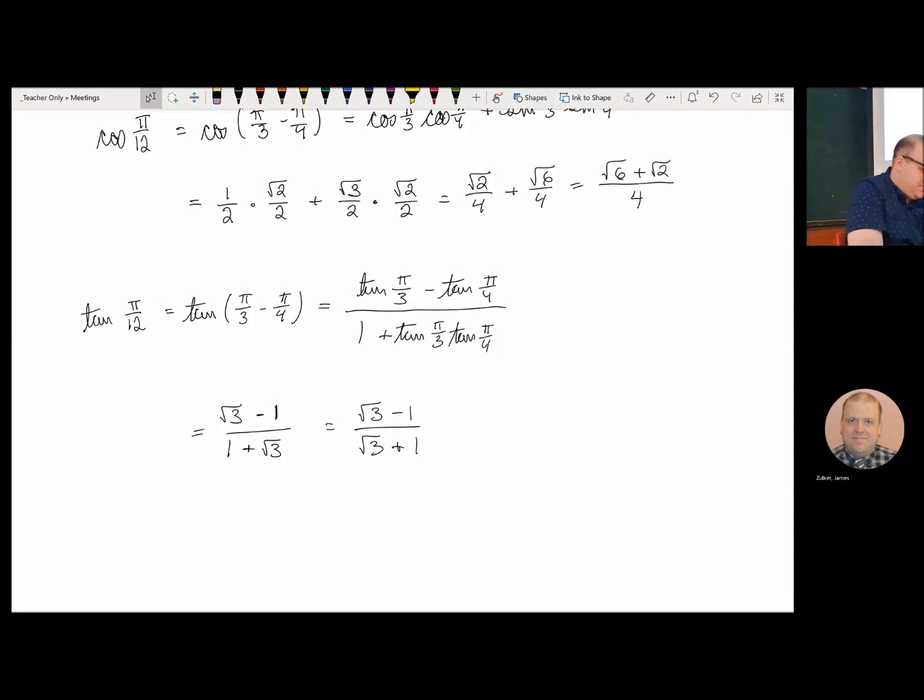Root 6 minus root 2 over root 6 plus root 2. I guess you have to rationalize. No, just factor out a root 3 or a root 2 from the numerator and denominator and cancel out. Yes, so you get the exact same thing. Yeah, okay.